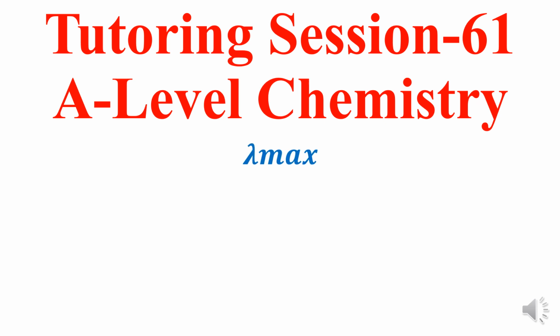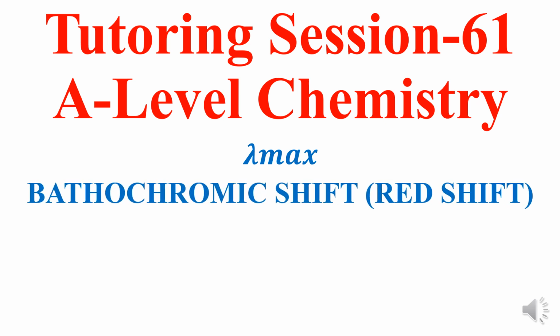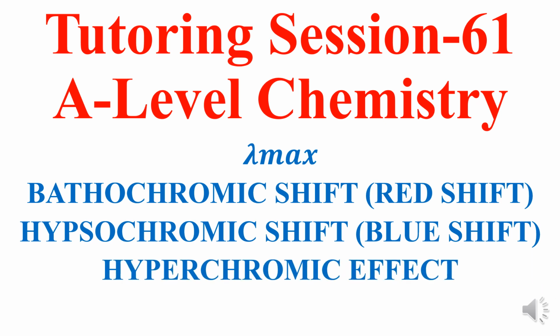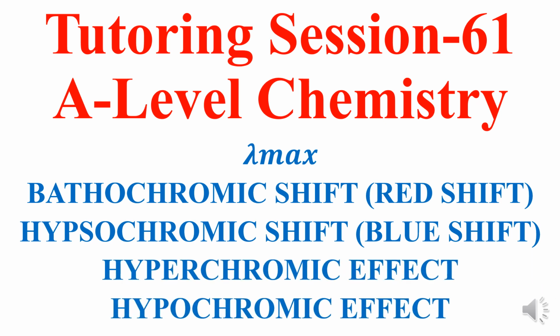In this video, I'll give a detailed explanation about 5 important parameters related to UV visible spectroscopy. The parameters are lambda max, bathochromic shift, hypsochromic shift, hyperchromic effect, and hypochromic effect. So let me begin with the first parameter, that is lambda max.